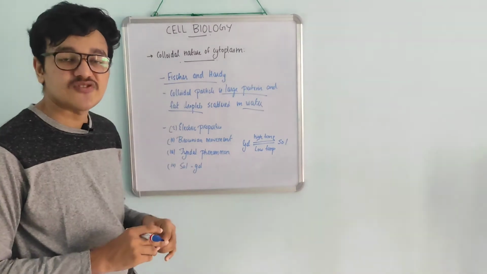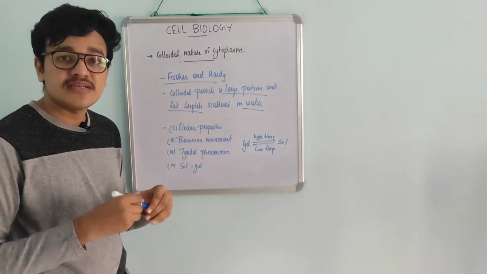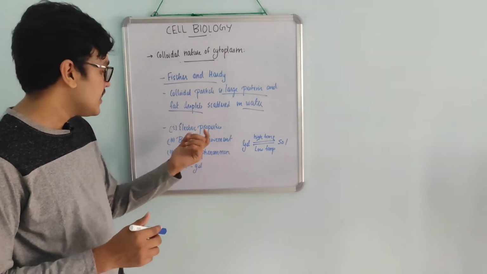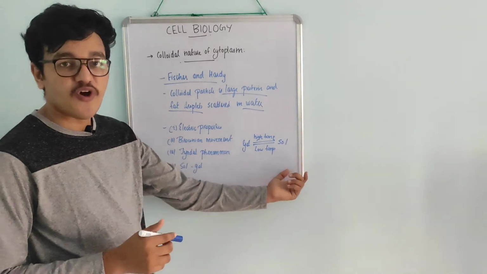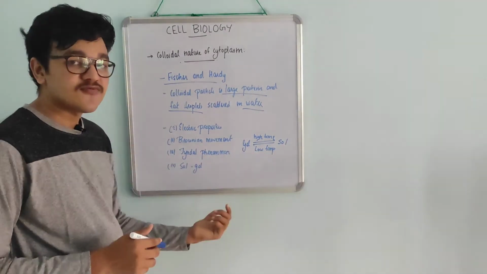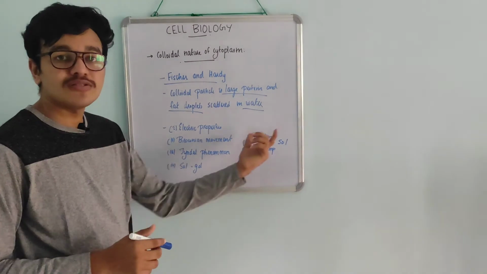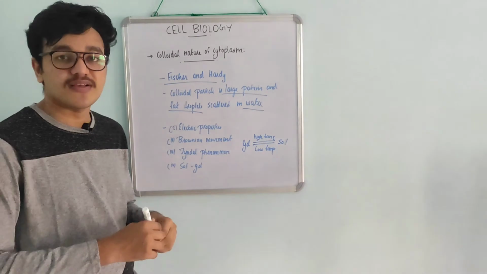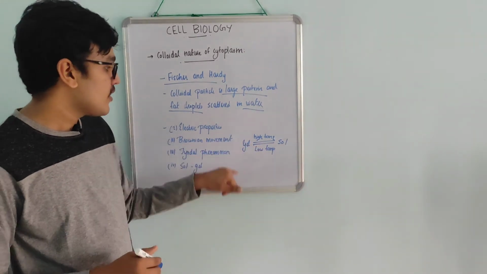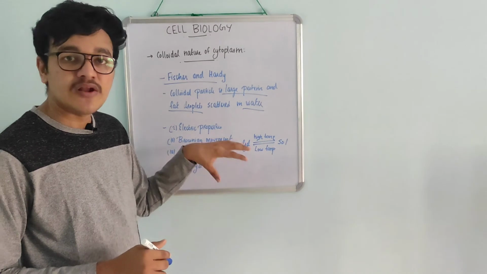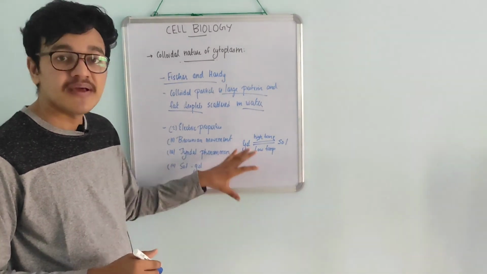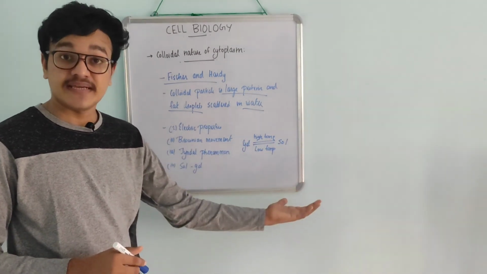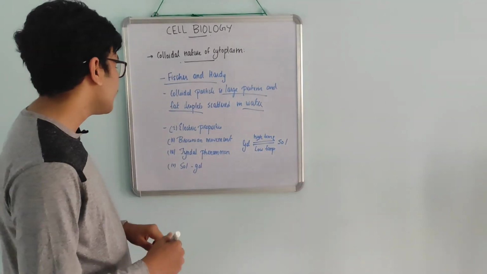Finally, sol-gel transformation. In all organisms, the cytoplasm is mostly in gel form, but when the temperature increases, the cytoplasm changes to sol form, the solution form. When the temperature decreases, it transforms back to gel. So this sol-gel transformation is seen in cytoplasm. All these properties contribute to the colloidal nature of cytoplasm. It should be noted that in all living organisms the cytoplasm is in gel form, but when temperature increases it transforms into solution form, and when temperature decreases it returns to gel form.